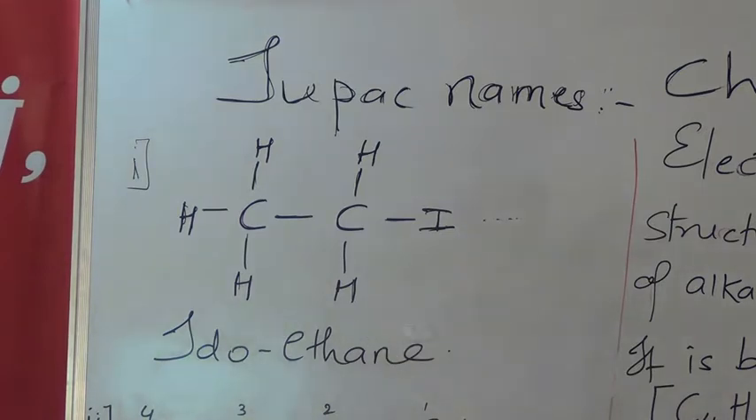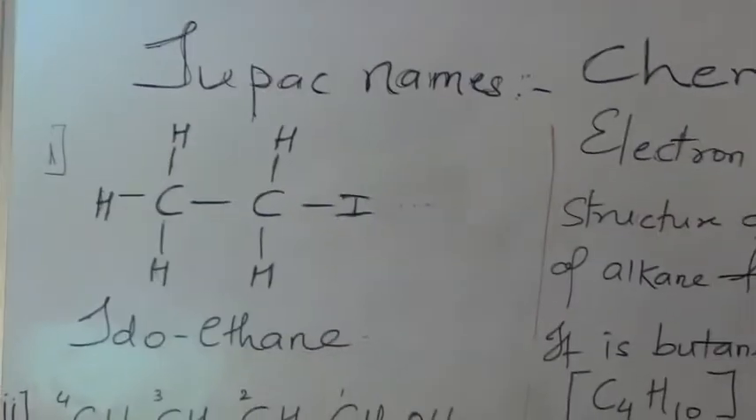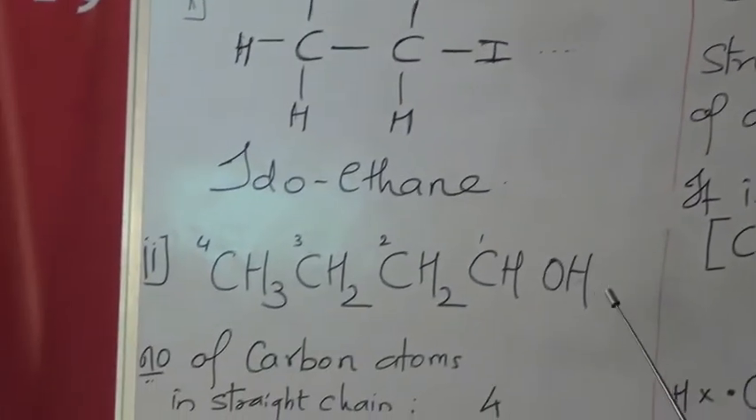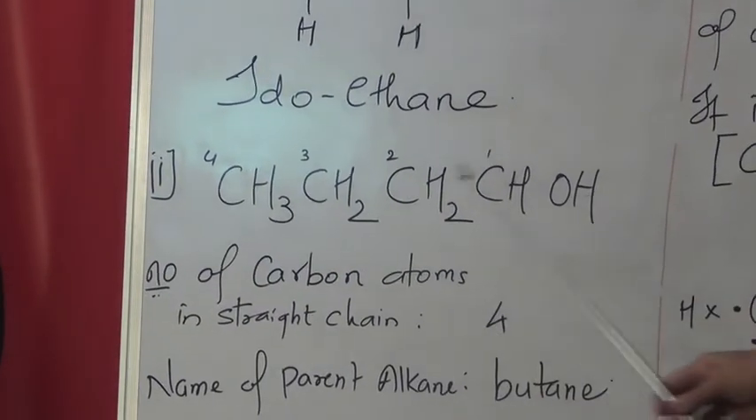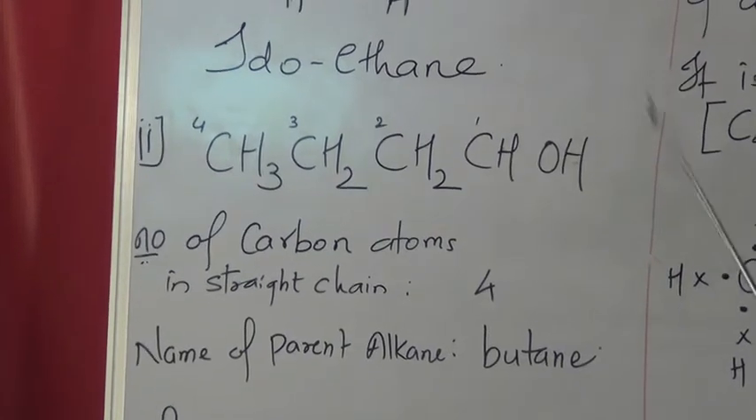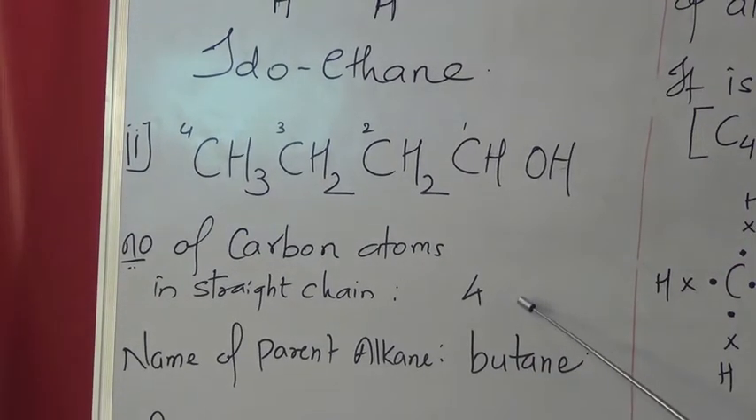Now see the second example. The chemical formula for it is CH3, CH2, CH2, CHOH. Count the number of carbon atoms in a straight chain. We have 4 carbon atoms.